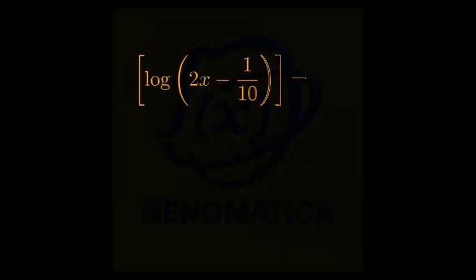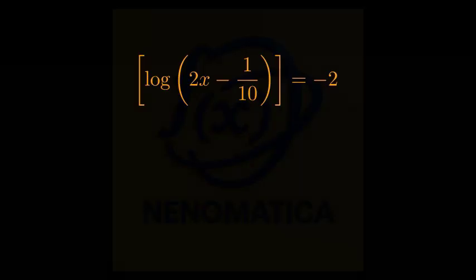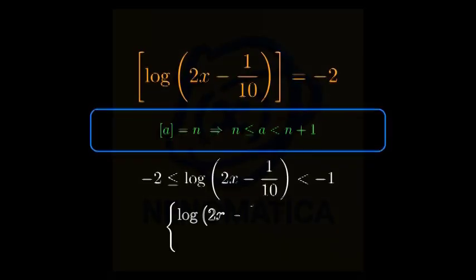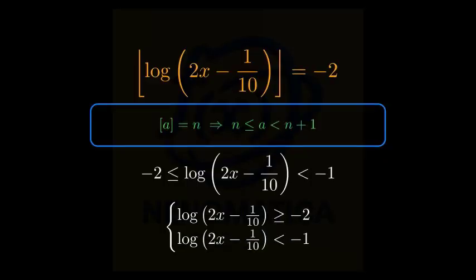The equation is the greatest integer of log base 10 of open parenthesis 2x minus 1 over 10 close parenthesis equals negative 2. The square bracket means greatest integer. If the greatest integer of a equals n, then n is less than or equal to a, and a is strictly less than n plus 1. So, setting the bracketed expression equal to negative 2 gives us the double inequality. Negative 2 is less than or equal to log base 10 of open parenthesis 2x minus 1 over 10 close parenthesis, and that is strictly less than negative 1. We'll write it as a system to solve each side separately.